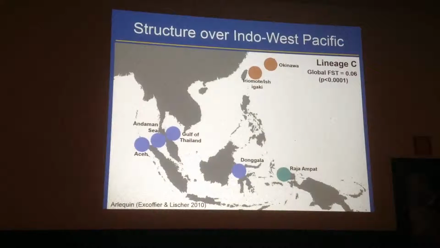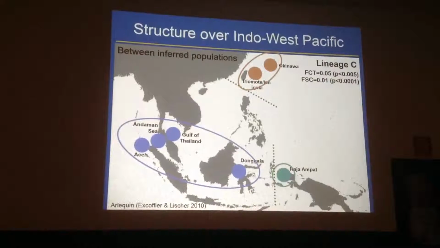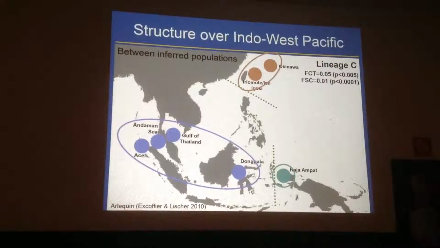And in comparison, lineage C has quite low differentiation overall. And even when we break this down between populations, we see that between populations we have fairly low differentiation, even lower differentiation within those populations.